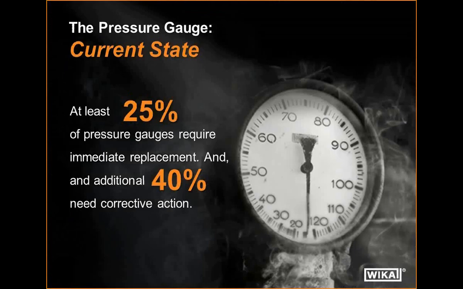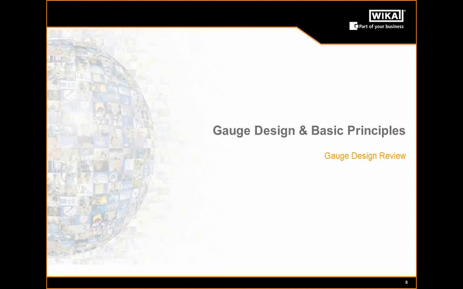Now, what we've found in going out and conducting audits of industry plants is that at least 25% of these pressure gauges that are installed in plants require immediate attention. So that means that these gauges are either already failed or are exhibiting signs of imminent failure in the very near future. Additionally, 40% of gauges are exhibiting problematic operating conditions that ought to be addressed by the next maintenance cycle. So that's more than 65% of the gauges in the average plant that need to be addressed in some manner.